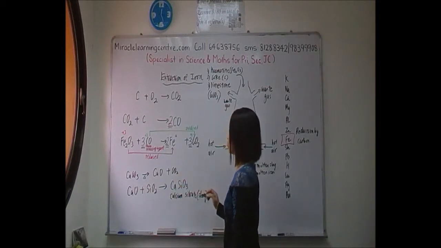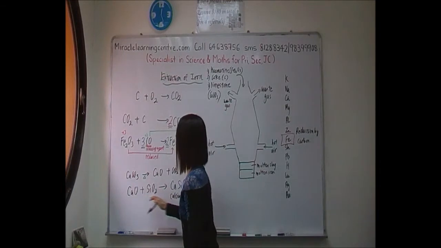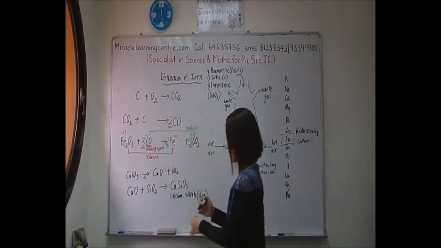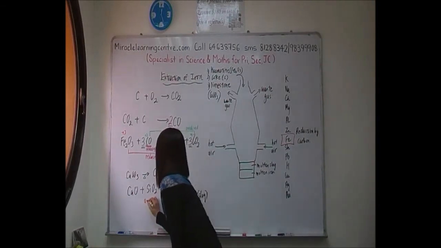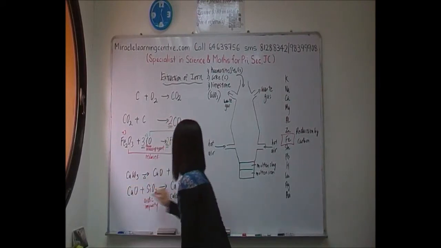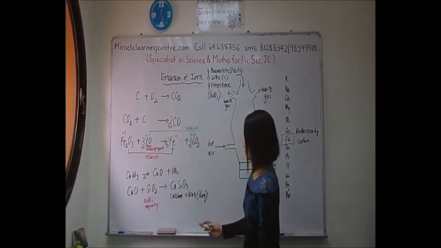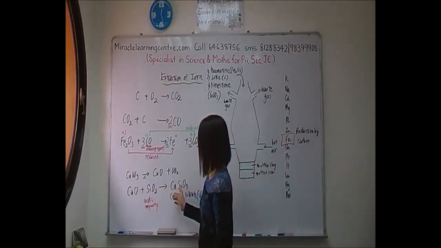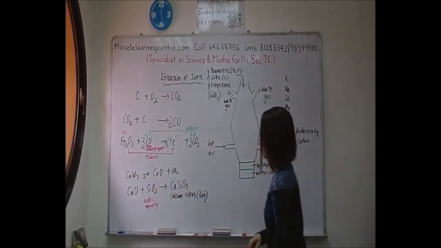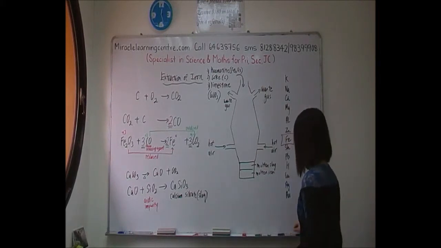Okay, what else do you need to know about this? Calcium silicate, the main purpose is to remove impurities like silicon dioxide, which is an acidic impurity. What type of reaction do you think this is? Calcium oxide reacting with silicon dioxide to form calcium silicate. What type of reaction do you think this is?